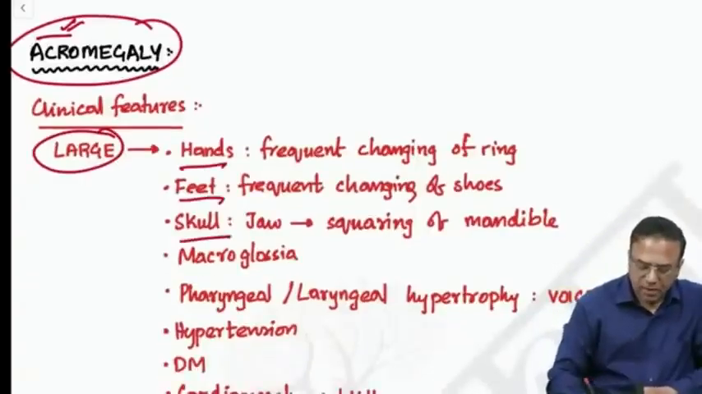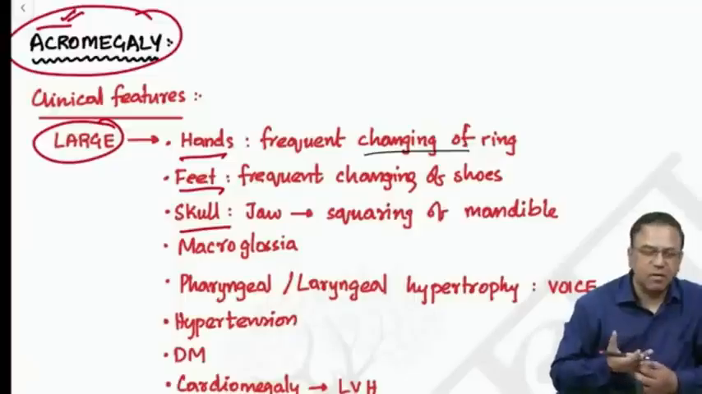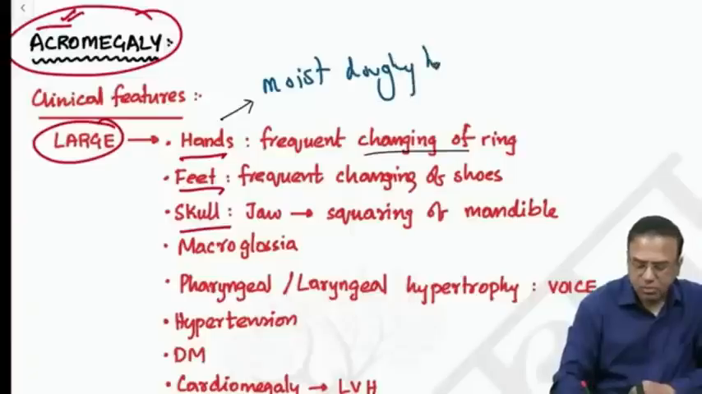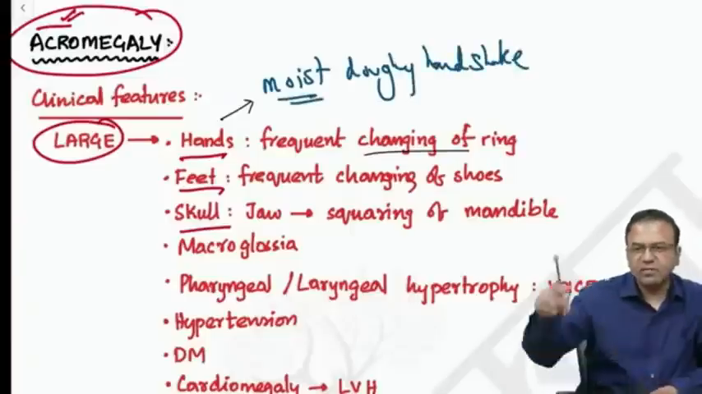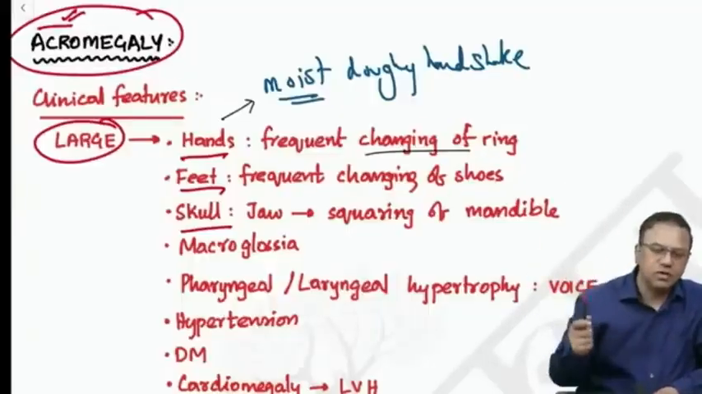So in the hands, basically what you will see is the patient has frequent ring size change, or the patient has carpal tunnel syndrome. When you shake hands with these patients, you get a peculiar thing, and this is known as moist, doughy handshake. Generally, they mention this in the exam. Okay, moist, doughy handshake. Now, why is it moist? This is because there is increased sweating. Dough is basically soft tissue increased, very large hands. So you get this moist, doughy handshake.